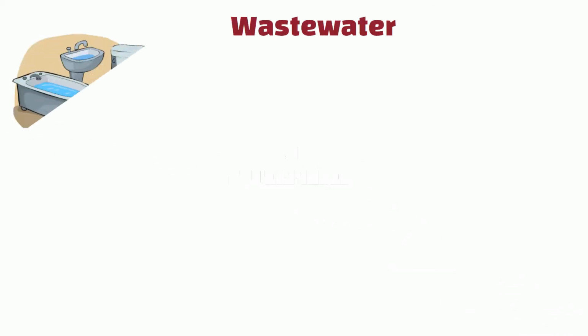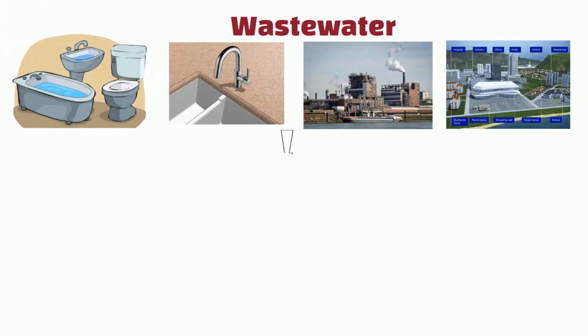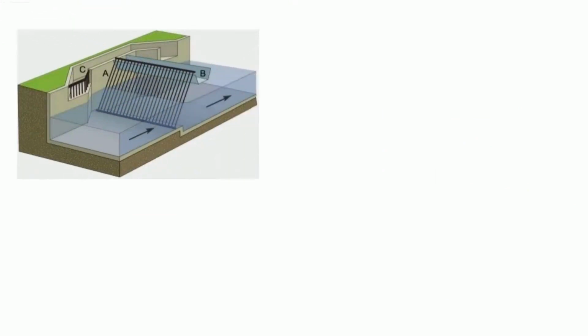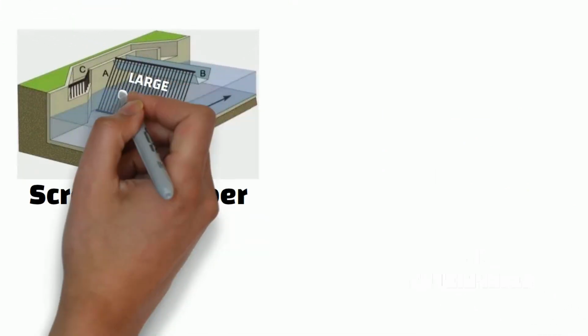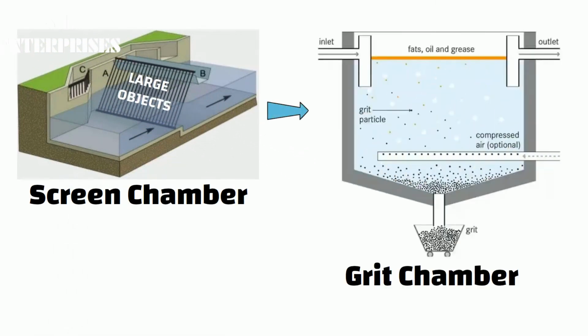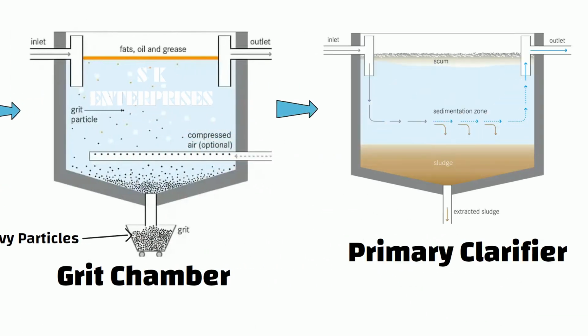Hello friends, wastewater collected from toilet, bathroom, kitchen, industrial and commercial waste flows through the pipes to the sewage treatment plant. At the sewage treatment plant, the wastewater is screened in the screen chamber to remove large objects. Then it passes through the grit chamber where heavy particles are removed. After that, water flows into the primary clarifier where solid materials and floating materials like oils and grease are removed.